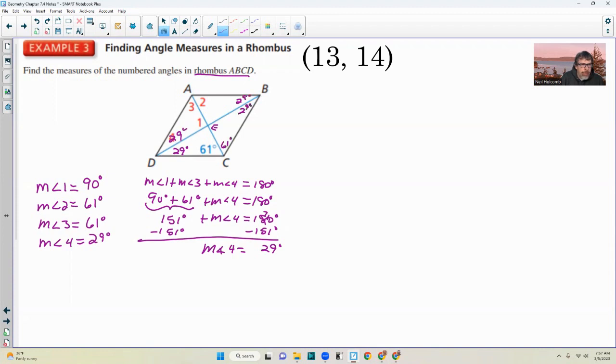So if this is 29 degrees, this is 29 degrees, this is 29 degrees, this is 61 degrees, this is 29 degrees, and this is 90, and this is 90, and this is 90, and this is 90, and this is 61, and this is 61. Okay? So basically, if you are given a diagram like this, and you are only given one angle measure, you can find all of them. So now you should be able to do problem numbers 13 and 14 in your exercises.